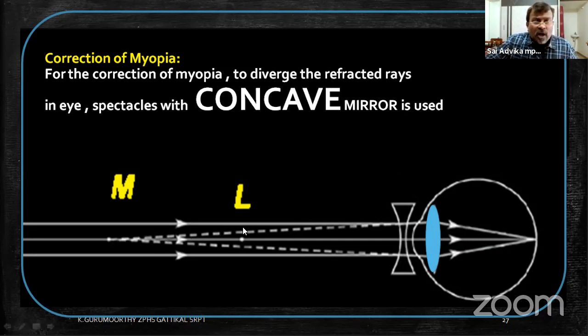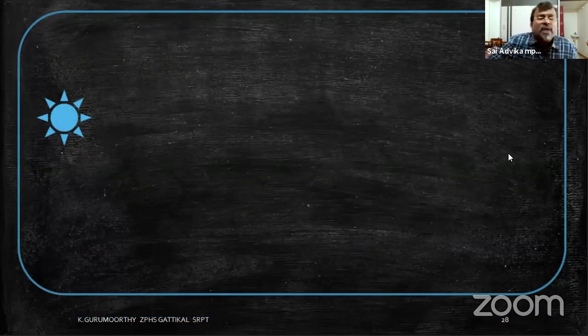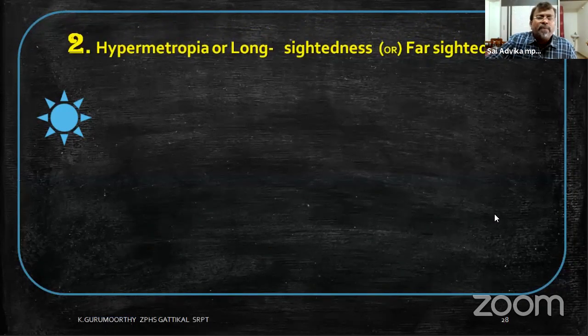So these dotted rays are showing the virtual image is formed at M. This virtual image is the image for the eye lens. Then it comfortably forms the image on the retina. So in this way, we can correct myopia. Now, let us get on to the second defect of vision, that is hypermetropia.